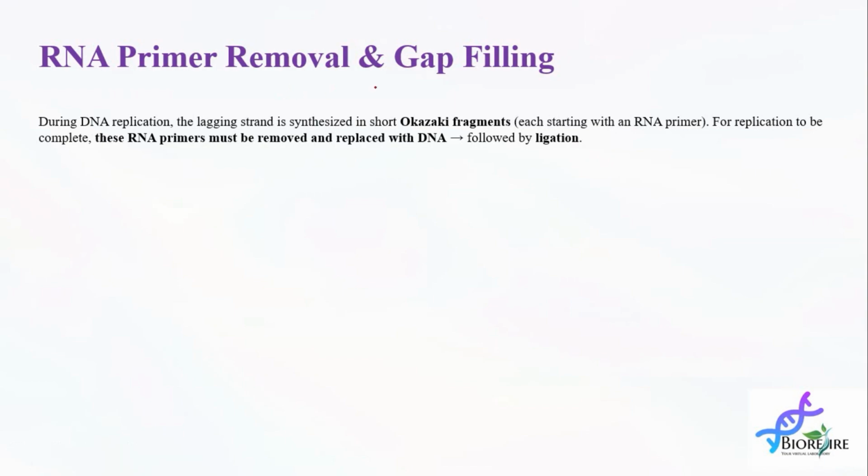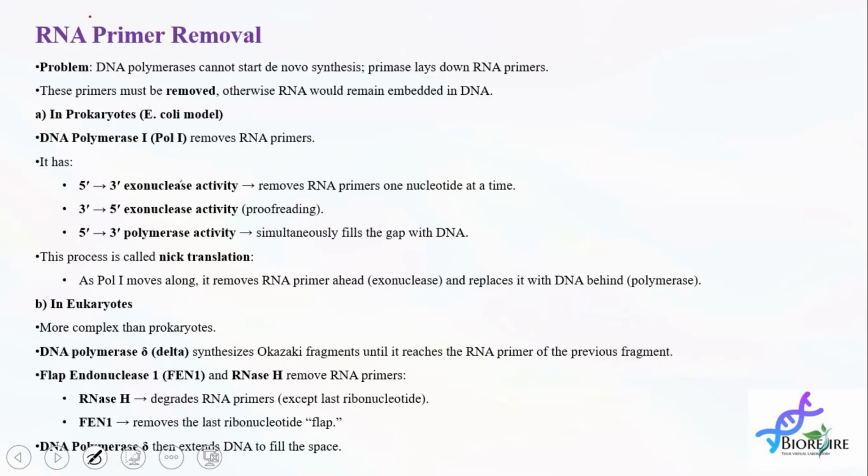Now, primer removal and gap filling. Next is the RNA primer removal and gap filling. During the replication process, in Okazaki fragments, small fragments are formed, and this RNA primer must be removed and replaced by DNA sequences and then ligated by the ligase enzyme. Problem: DNA polymerase cannot start de novo synthesis. That's why we require the primase enzyme. And this RNA primer or RNA sequence must be removed.